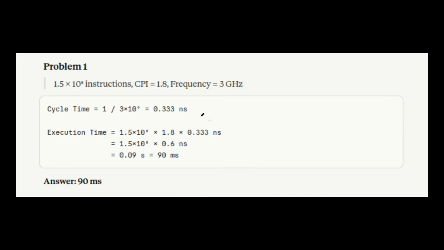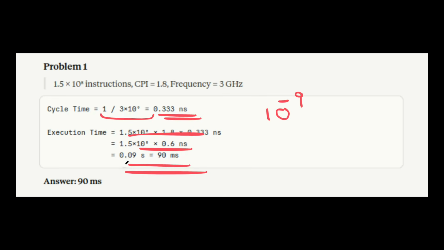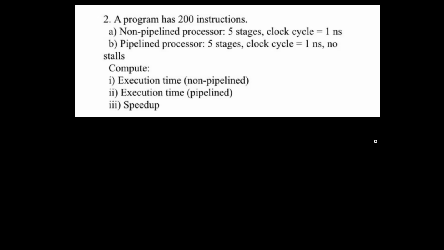1 divided by 3 into 10 raised to 9 is 0.333 nanosecond. Nano means 10 raised to minus 9, right? Then you multiply this whole thing and get the final answer. You can write it in any unit, for example nanosecond, that is fine. So you just have to multiply it. That is the basic funda behind this question.